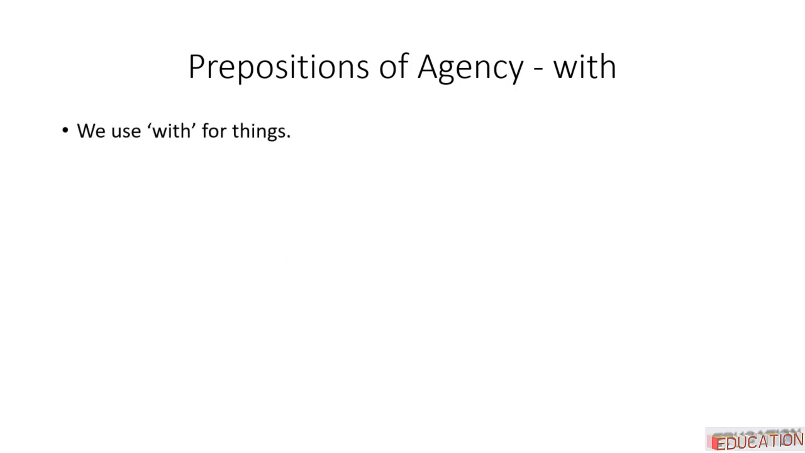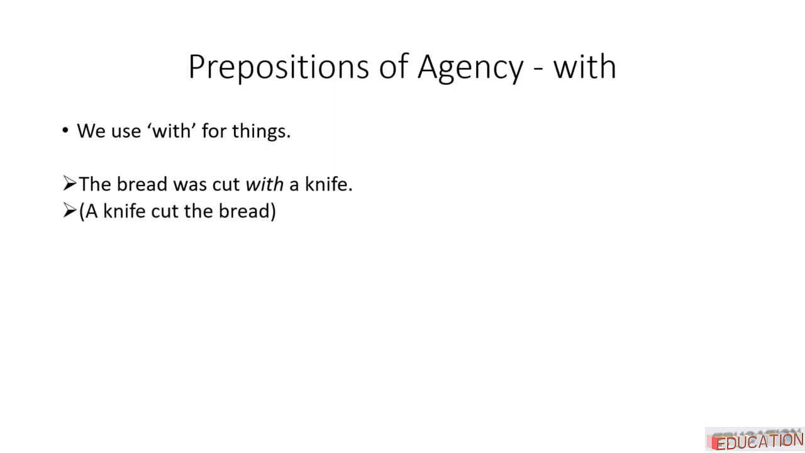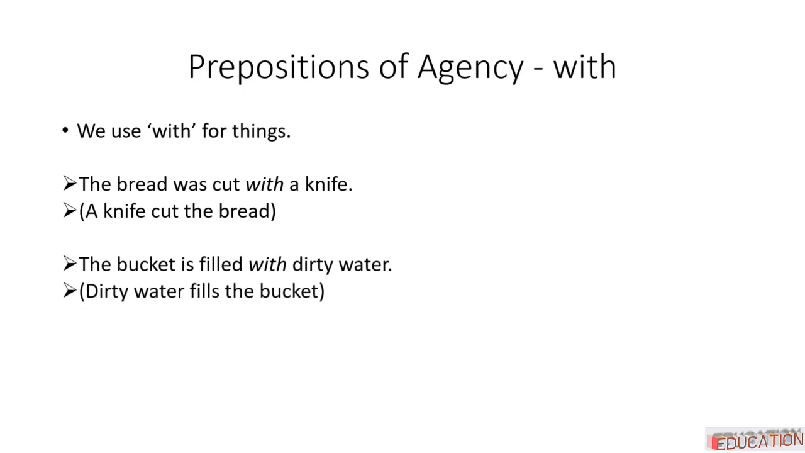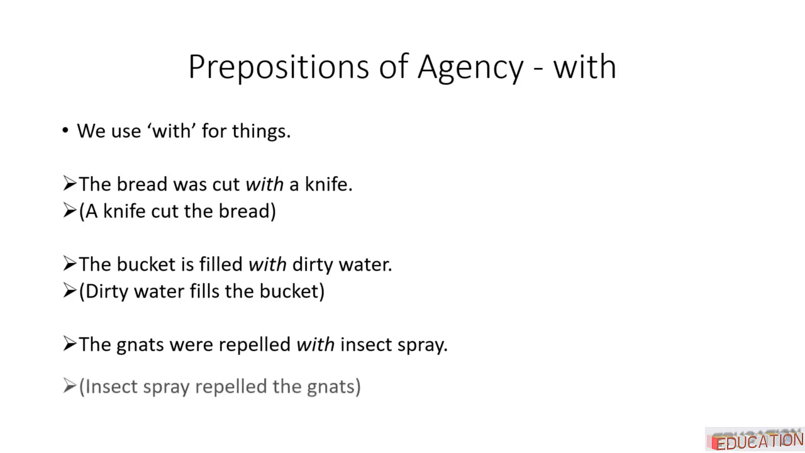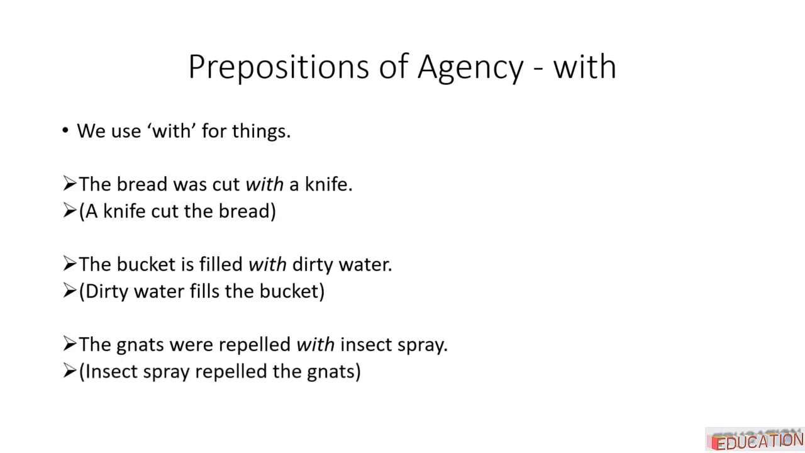And we use with for things that aren't people or animals. The bread was cut with a knife. A knife cut the bread is the active version. The bucket is filled with dirty water. Dirty water fills the bucket. The gnats were repelled with insect spray. Again, all passive voice examples. The active version of this is insect spray repelled the gnats.